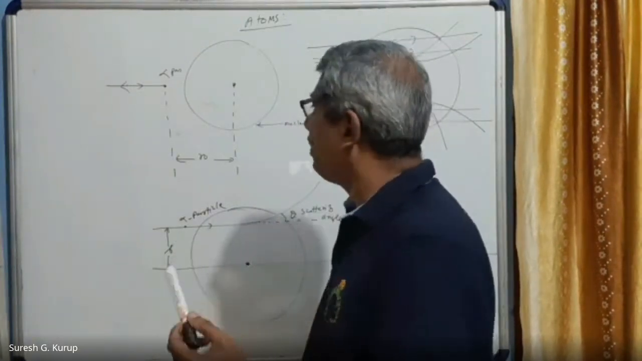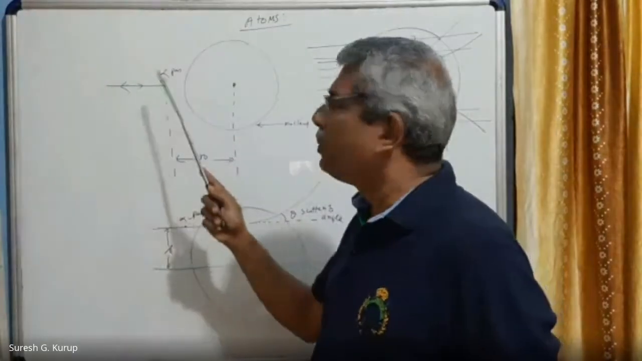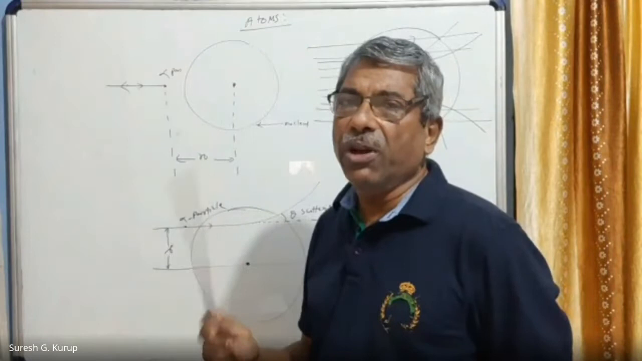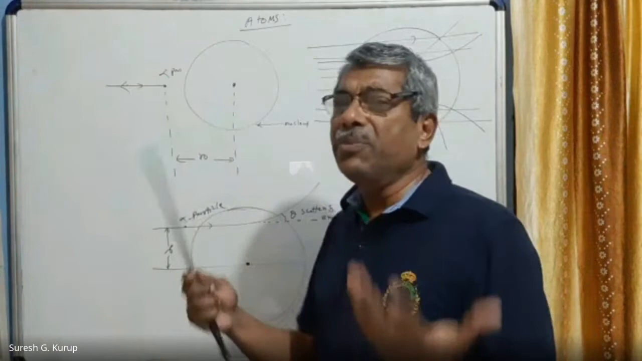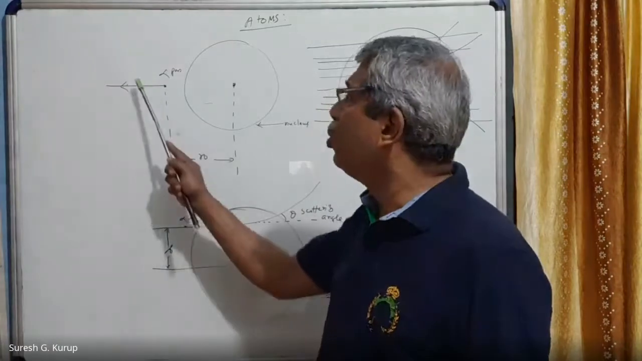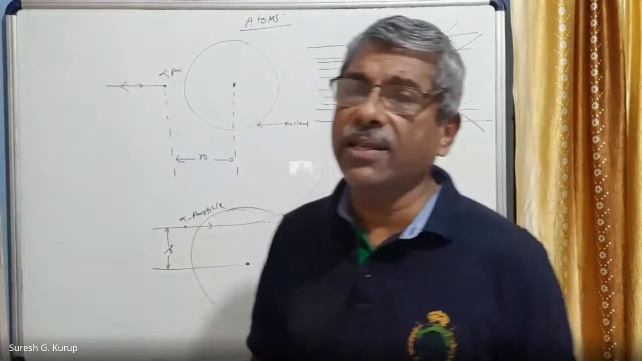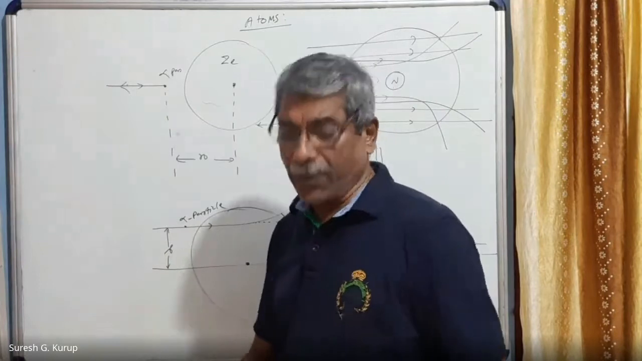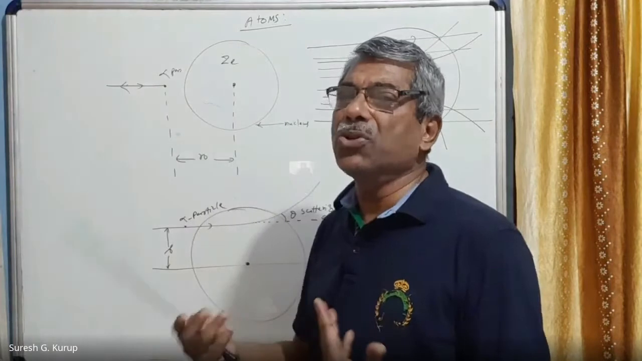Alpha particles are directed towards the nucleus of an atom, and initially have kinetic energy. With the kinetic energy, it is approaching. The nucleus is also positively charged, and the alpha particle is positively charged. Due to repulsion, the kinetic energy goes on decreasing. At the same time, when kinetic energy decreases, the potential energy goes on increasing. The nucleus has a number of positive charges, the atomic number Z. Both are positive. Therefore, as the distance decreases, the potential energy goes on increasing.